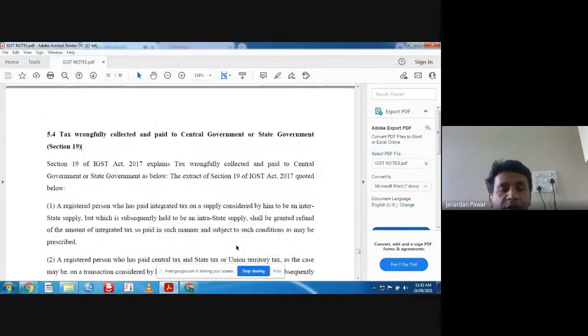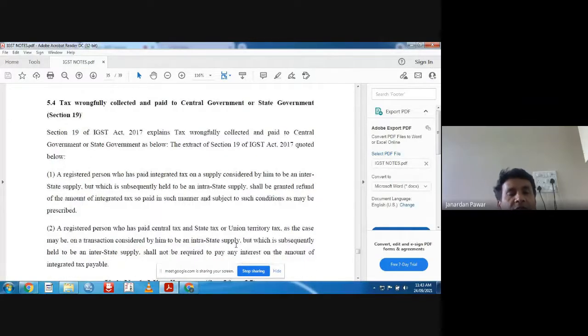There are two provisions made as far as this wrongful collection of tax and payment to the central government as well as state government is concerned. Those provisions we are going to see now. I'm going to read provision number one, and after that I will explain it, and then I'll go for provision number two. Just look at provision number one.